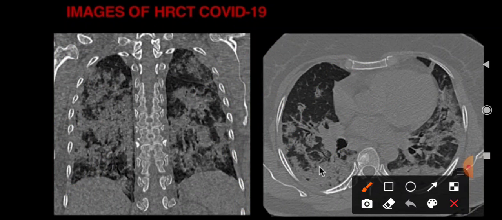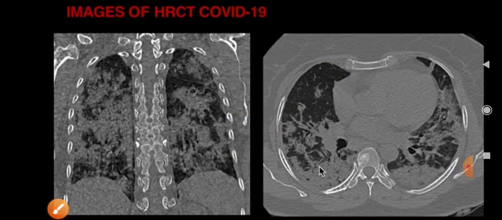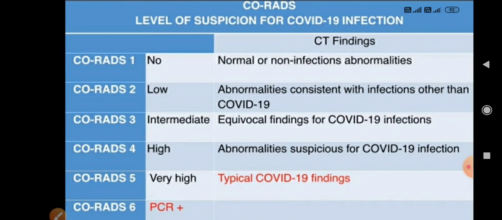If the score is less than 8, that means mild. If the score is 19, that means severe infection, very severe. So the score is always mentioned on HRCT nowadays. If RT-PCR is negative but HRCT is positive, that means the patient is corona positive. So I hope this video helps you to understand these scores.